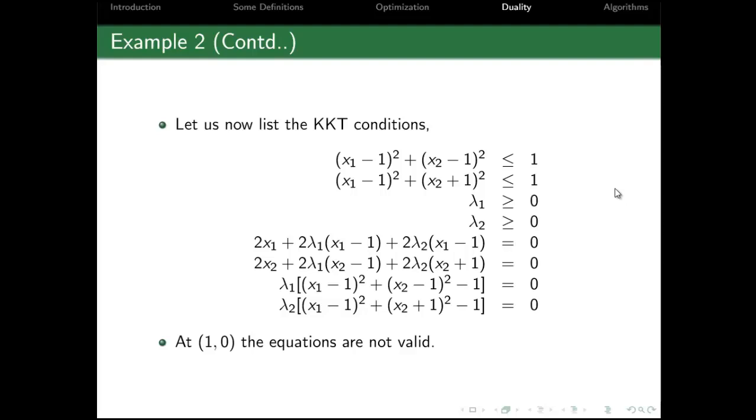Now that you've seen the Lagrangian, let us try to list out the KKT conditions. Here the first two are the primal feasibility conditions, the second two are the dual feasibility conditions, the next two are obtained by differentiating the Lagrangian with x1 and x2 respectively, and the next two are obtained by writing the complementary slackness equations.